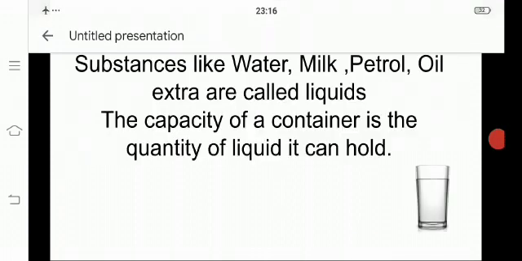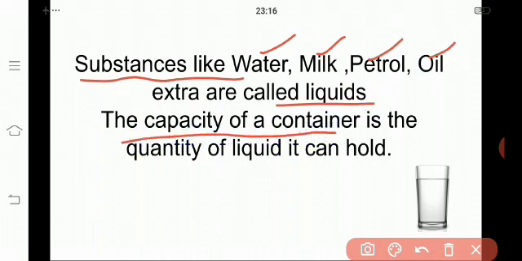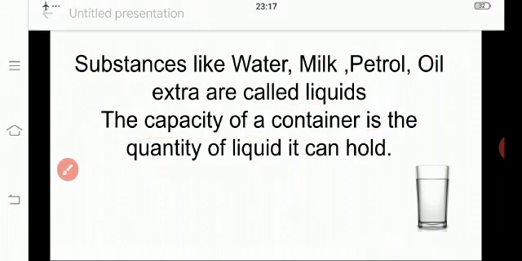See, measurement of capacity. What is meant by capacity? Substances like water, milk, petrol, oil, etc. are called liquids. See children, the capacity of a container is the quantity of liquid it can hold. The capacity of a container is the quantity of liquid it can hold. Okay children, shall we move on to the next one?